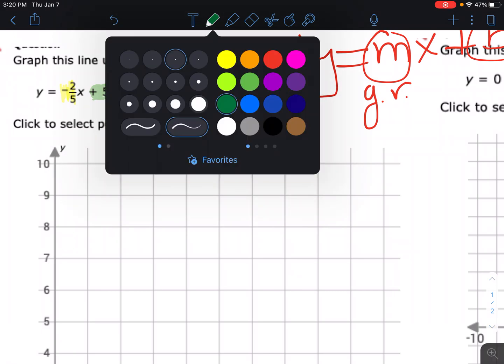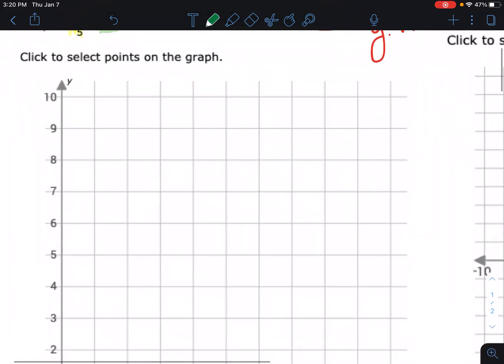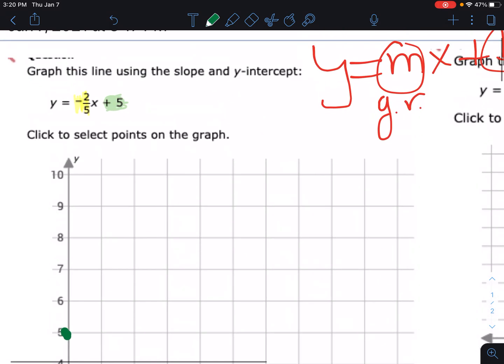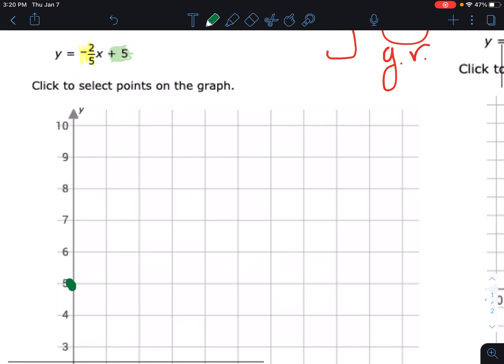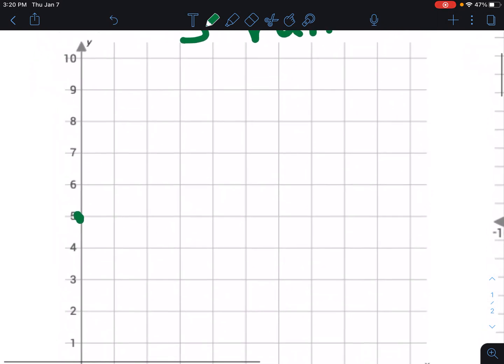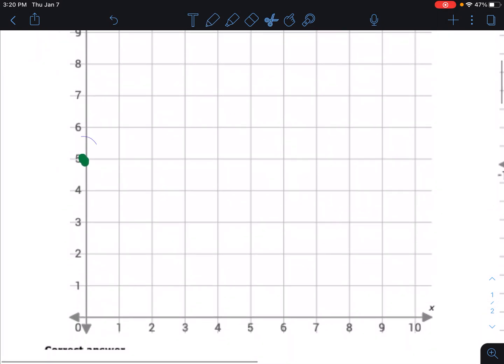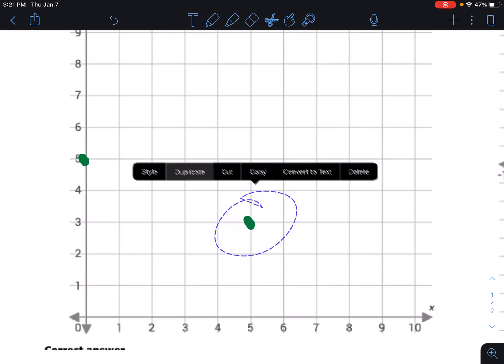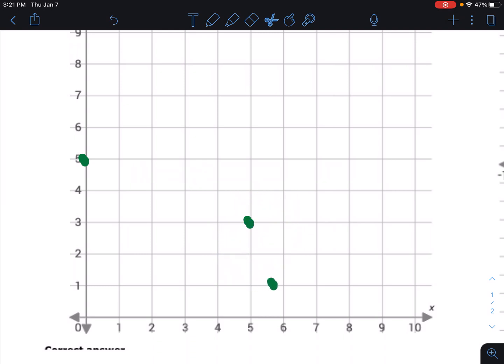All right, let me get this bigger. Okay, so I'm going to begin at 5. Boom, there's my 5. And then my slope is negative 2/5. So I'm going to rise negative 2 and run 5. That means I'm going to go down 2 and then over 5. If I duplicate this, I'm going to go down 2 and then over 5. There's my next point. Apparently there are 2 points on top of each other. And then do it again. Down 2 over 5, and I'm done.